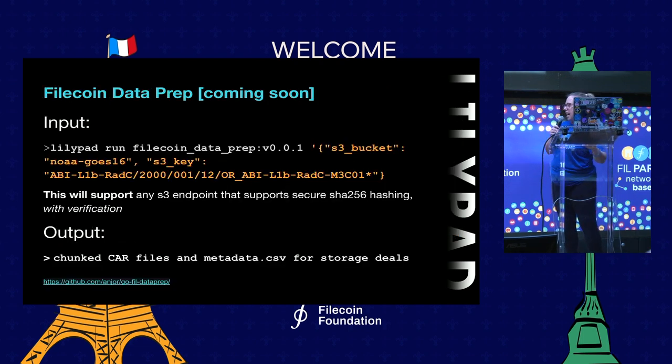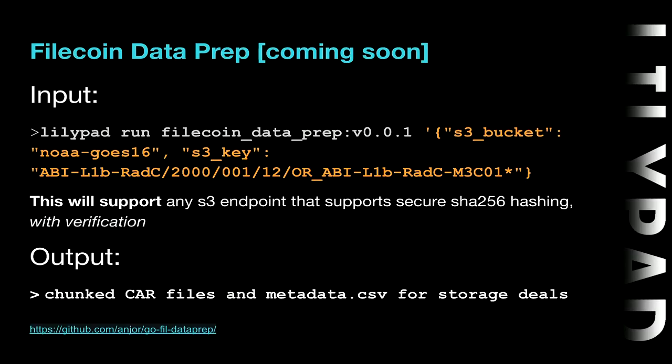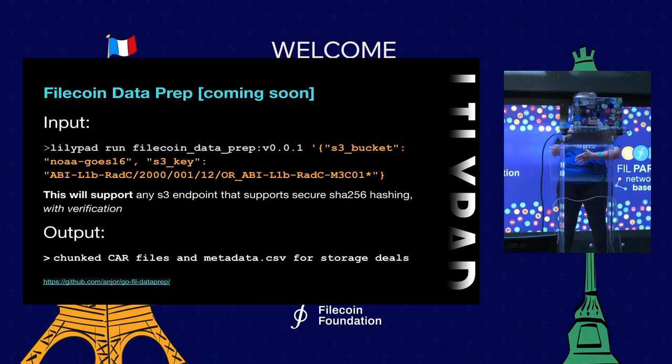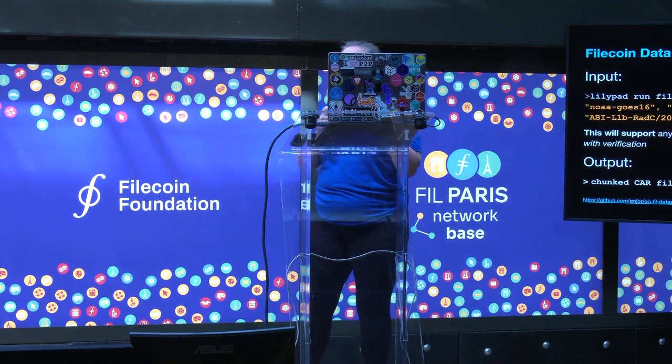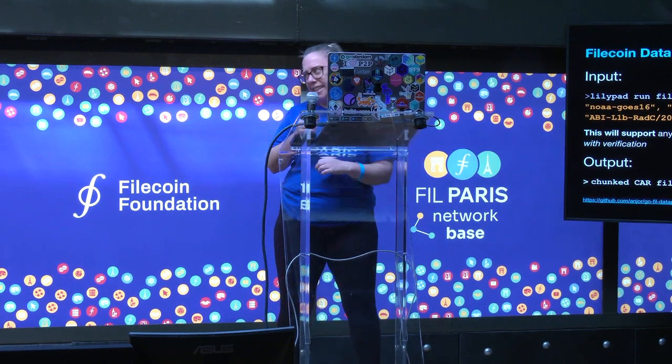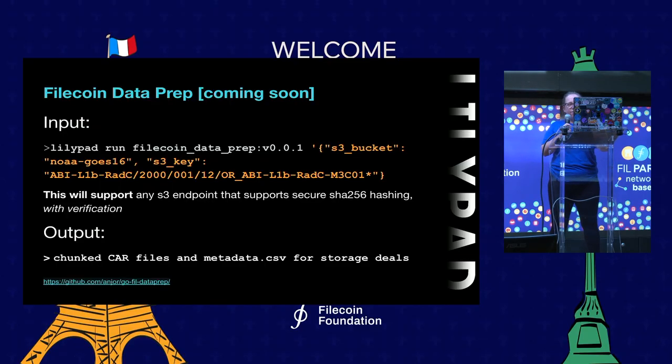Alrighty. One of our other use cases that is coming up as well is Filecoin data prep. The Filecoin data prep module is going to allow users who are onboarding data sets to Filecoin to outsource this CPU intensive work of chunking the data into car files and generating the metadata files to compute nodes on Lilypad. So these nodes will read the data from any S3 compatible endpoint and make the resulting data available on IPFS, or soon via high-performance direct HTTP download. So this will be able to be immediately used in Filecoin deal-making and hopefully will make the process more efficient as well.